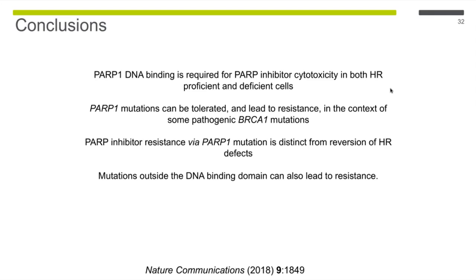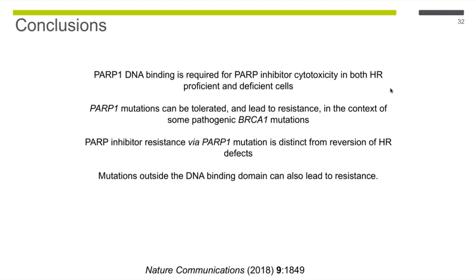If you try and do knockouts in BRCA1, you won't see PARP1 coming out as a mechanism of resistance. And again, this was shown recently in another genome-wide screen we've done for PARP inhibitor resistance, where if you use a complete knockout BRCA1 model, you won't see PARP1 coming out as a mediator of resistance, presumably because it's lethal in this context.